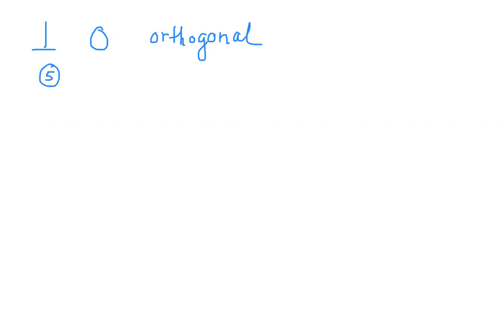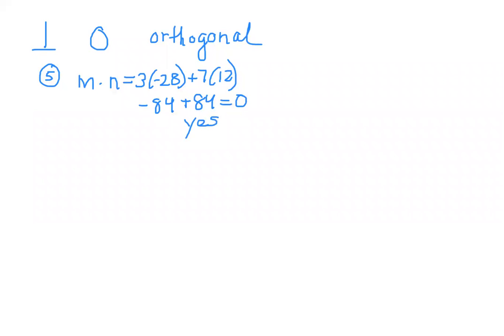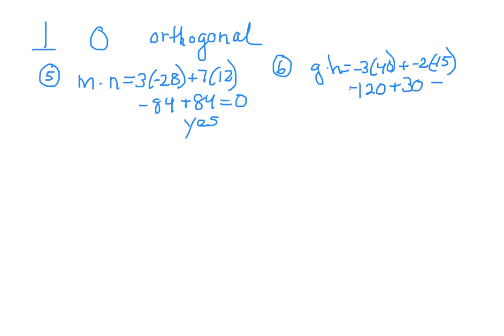So for number 5, we're going to do m dot n, which is 3 times -28 plus 7 times 12. And we get -84 plus 84 equals 0. Yes, those two vectors are orthogonal. Number 6, G dot H, we have -3 times 40 plus -2 times -15. This is -120 plus 30, which equals -90. No, these are not orthogonal.